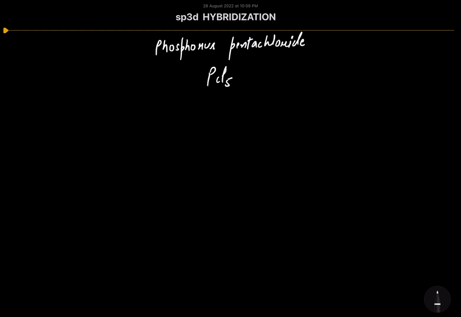Before doing the hybridization, let's make the Lewis structure of the PCl5. So that's our phosphorus, chlorine, chlorine, chlorine, chlorine, and that's the last and the fifth chlorine.